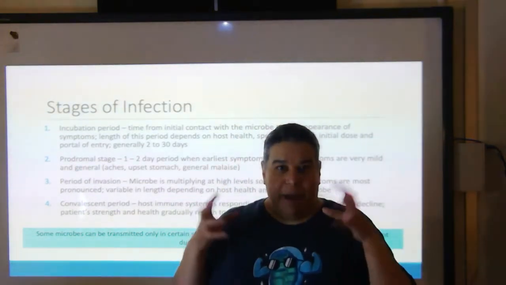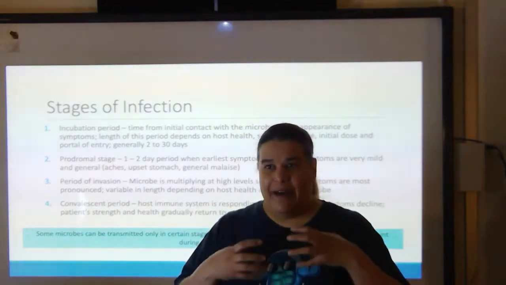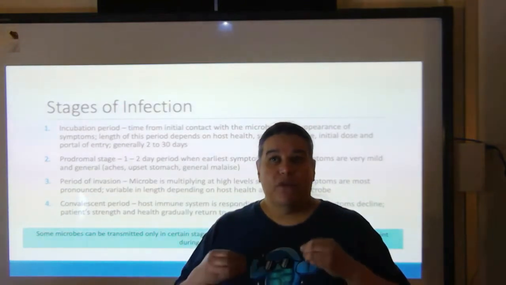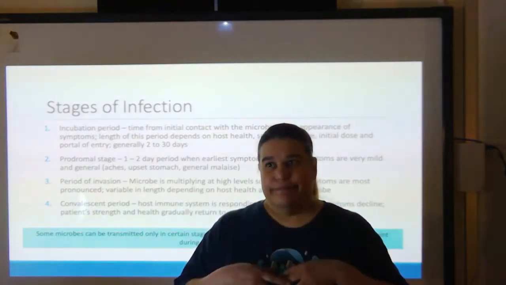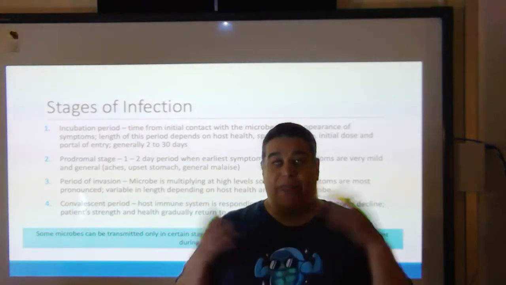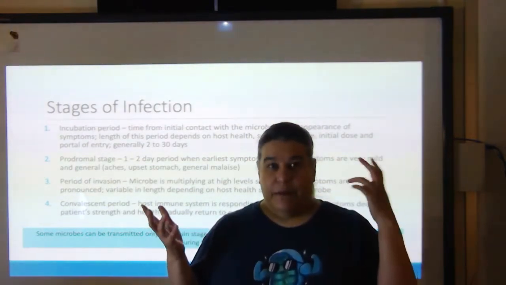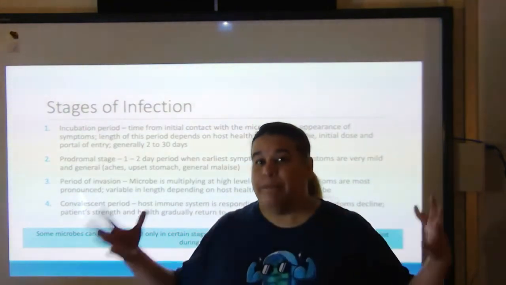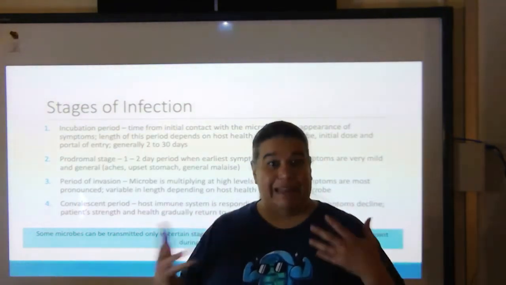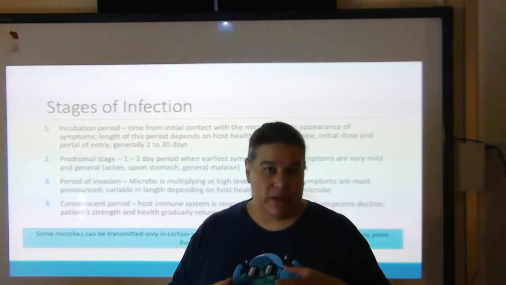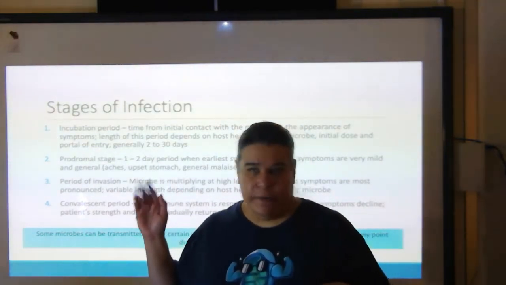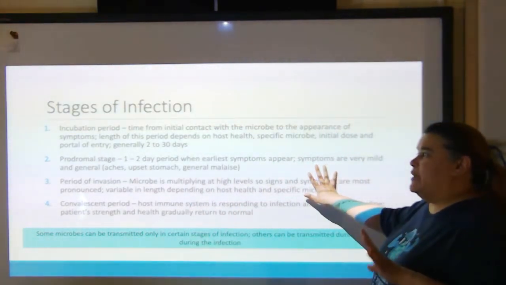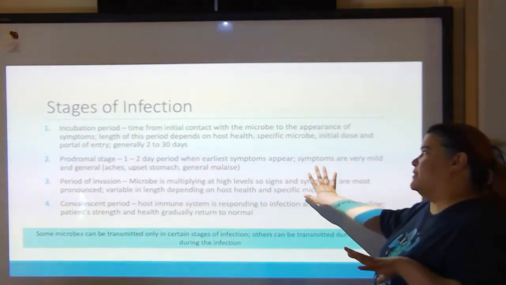Remember that if a microbe invades your body, it has to have a time frame to establish itself. If you get 1,000 gonorrhea microbes, those 1,000 need to replicate in order for you to feel it. It's not enough just to have that 1,000. That's the incubation period. The prodromal stage, 1 to 2 day period where the earliest symptoms appear.